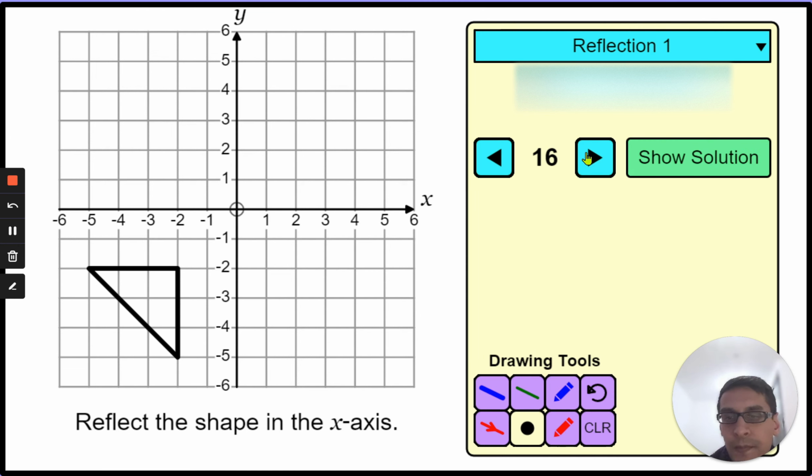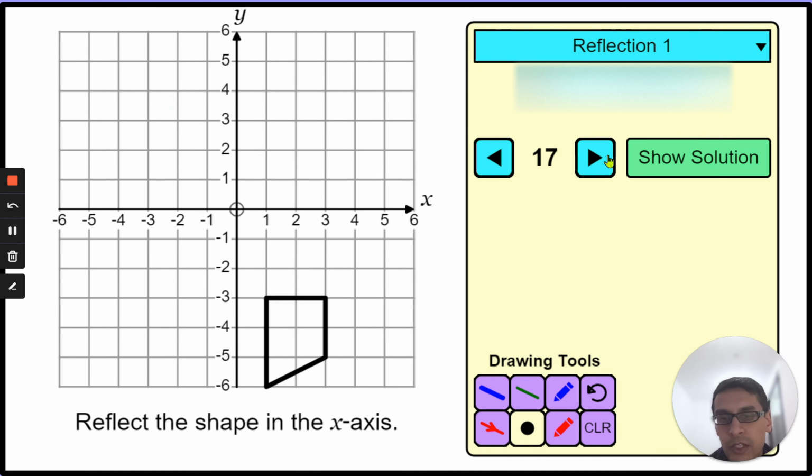Question 16. Let's use the coordinate grid again here. So reflecting in the x-axis. Well, if that's 2 down, this is going to be +2 up here. If that's 2 down here, that's going to be 2 up here. And then you can see that's -5. That will turn into a +5. Since we're reflecting in the x-axis, all of the y values will change sign. And that's your shape.